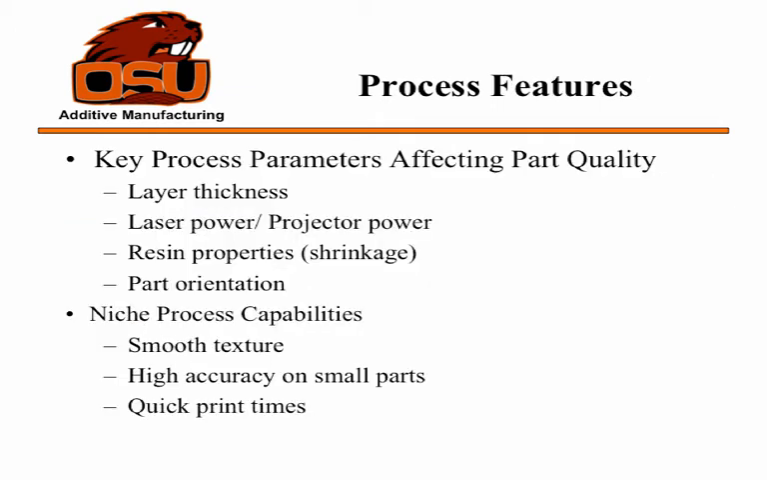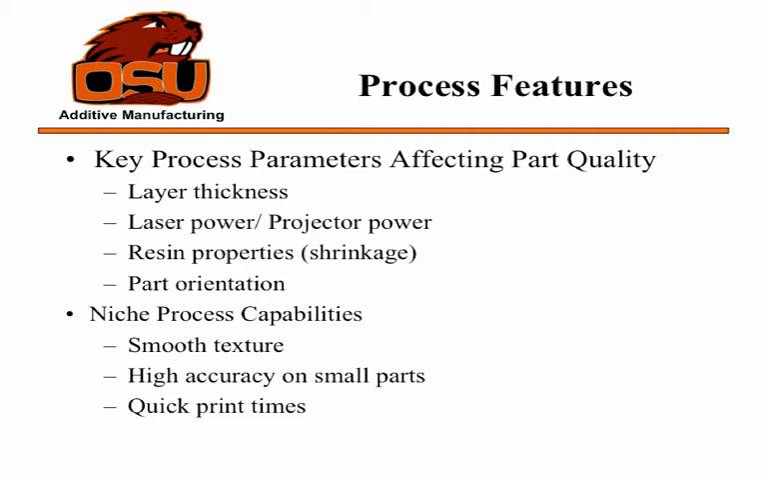The process features which affect part quality are layer thickness, and laser power or the projector power, whichever you're using based on the type of process. Then the resin properties: plastics usually shrink after curing, so shrinkage is one of the most important properties which affect the part quality in SLA. And then part orientation, which depends mostly on the design aspect. Some parts will not be that good when printed vertical, and some won't be that good when horizontal, but it is one of the most important factors when considering the quality of the product you're going to get in the end.